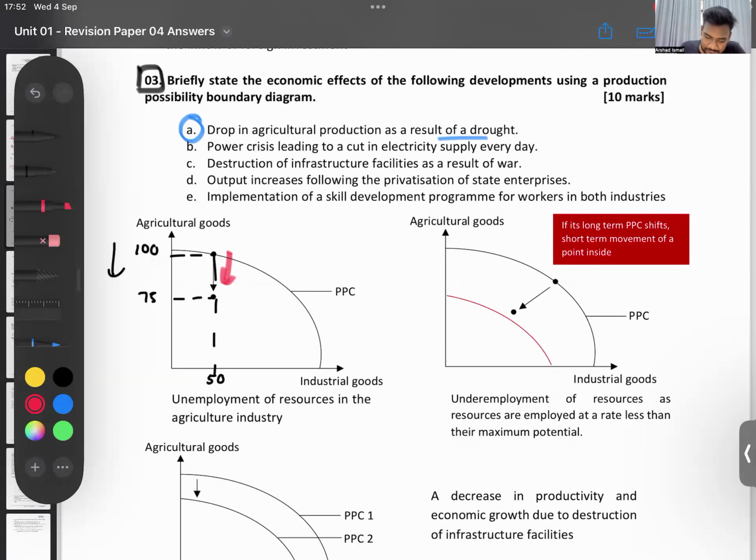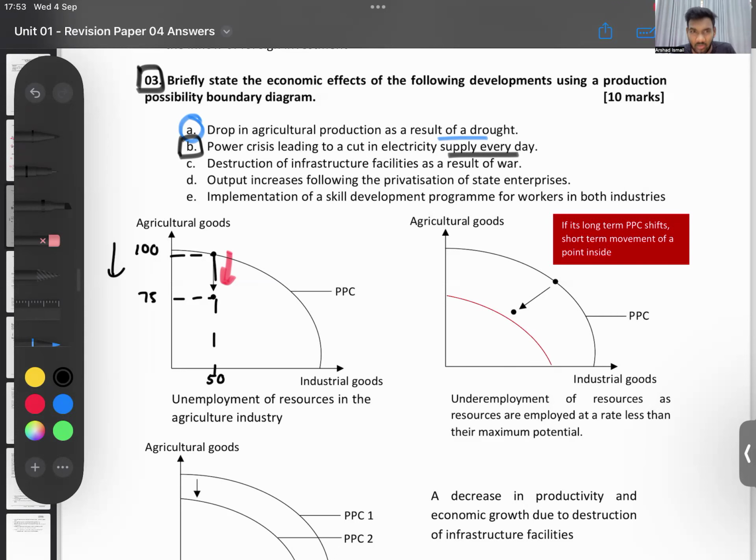Now, the second one: power crisis leading to a cut in electric supply every day. So every day now there is a power cut. If it's a small power cut, a temporary one for 1 hour, that's not a big thing. But if there's a power cut every day, what will happen? Productivity will come down, no?